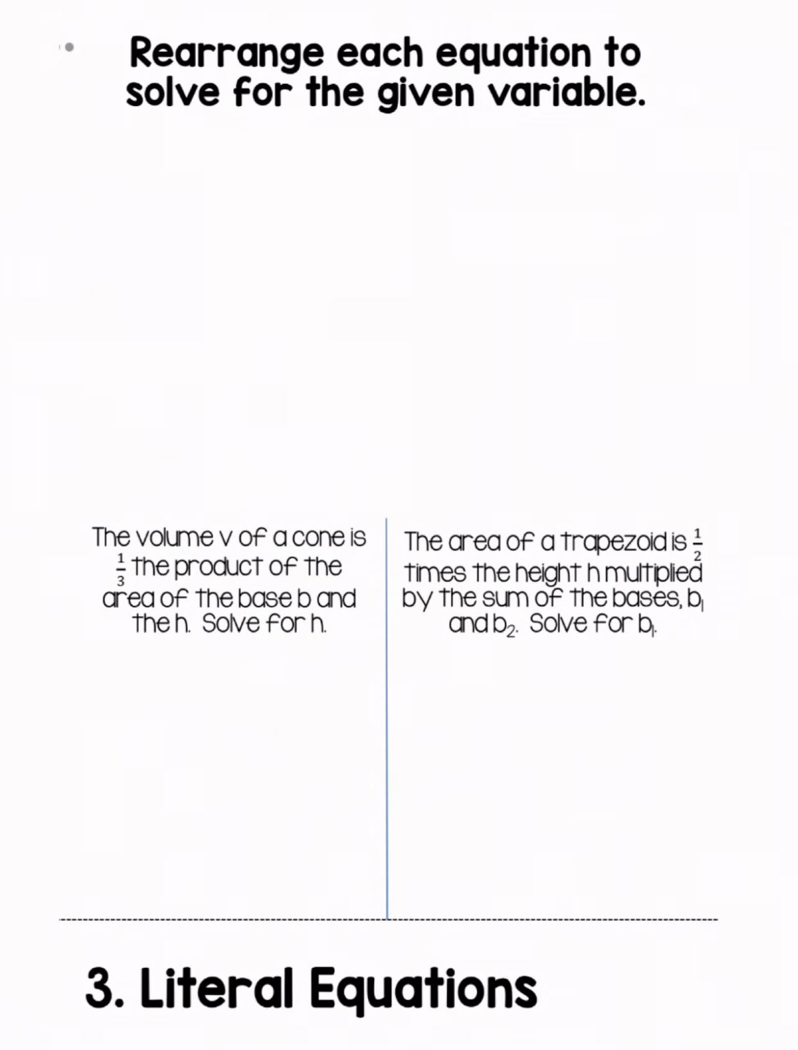The volume of a cone is 1/3 the product of the area of the base, B, and H. So we're going to write that first. The volume V equals 1/3 the product, remember product means multiplication, of the area of the base and the height. Now they want us to solve for H. If you want to move multiple things at the same time, you can, as long as you're comfortable with it.